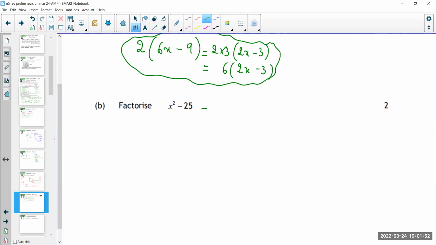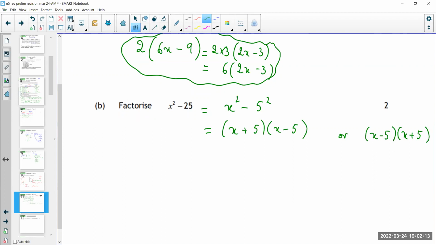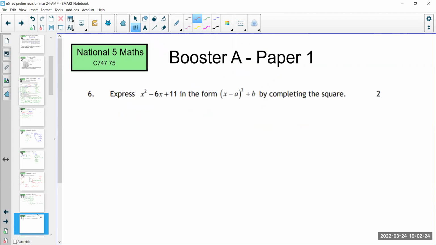So now, difference of 2 squares. This is exactly the same as x squared minus 5 squared, like we did during the starter question. And we said that this would be just x plus 5 times x minus 5, or it's the same as x minus 5 times x plus 5. So if you write x minus 5, then you would get your 2 marks. 1 mark, 2 marks. Okay, so I'm trying to go fast so that we're not here all night.